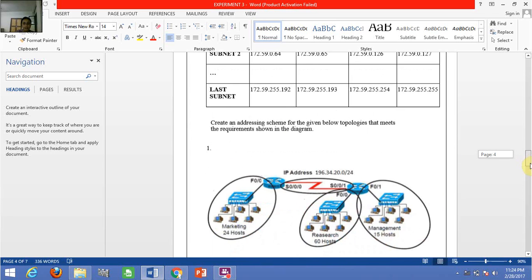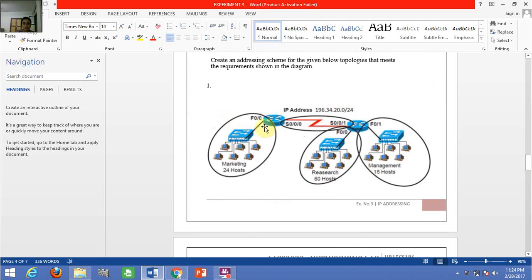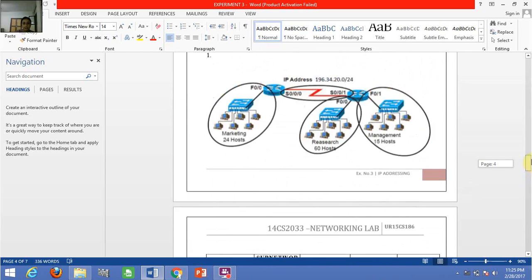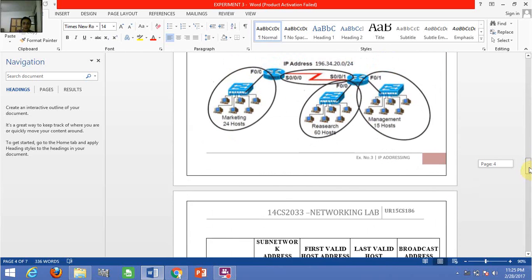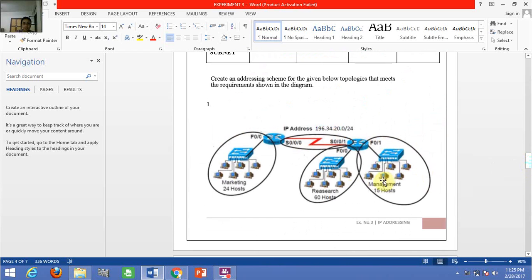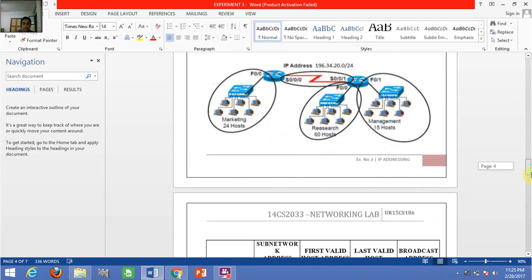And the next question is, you can see a topology diagram which is given over here, and this topology diagram consists of a WAN and 3 LANs. So the first LAN belongs to marketing department, and marketing department requires 24 hosts in this case, and the second LAN belongs to research department which needs 60 hosts, and third one is management which requires 15 hosts. So first of all we have to see which is the department which requires maximum number of hosts. So in this case we can see that research requires maximum number of hosts, that is 60, right?